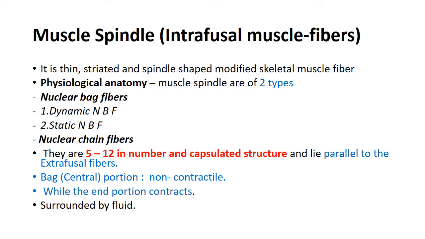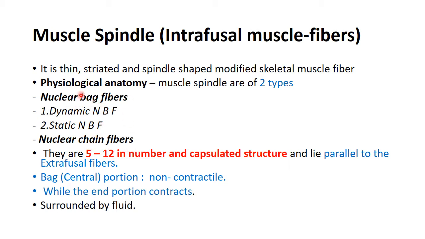Now, first we will talk about the muscle spindles. Muscle spindles are also known as intrafusal muscle fibers. Whatever we have learned till now about skeletal muscle fibers, they are the extrafusal fibers, formed by the actin and myosin filaments. But muscle spindles are the intrafusal muscle fibers, and they lie parallel to the extrafusal fibers. They are thin, striated, spindle shaped, modified skeletal muscle fibers. There are 2 types, nuclear bag fibers and nuclear chain fibers.